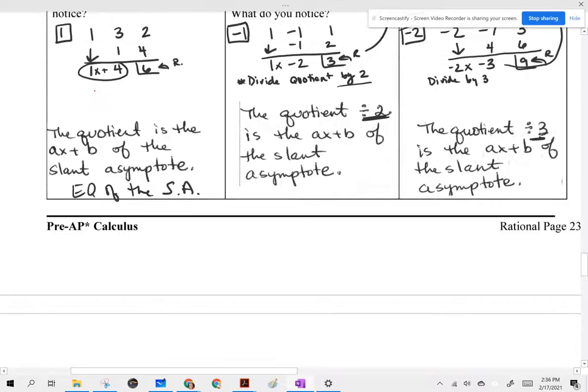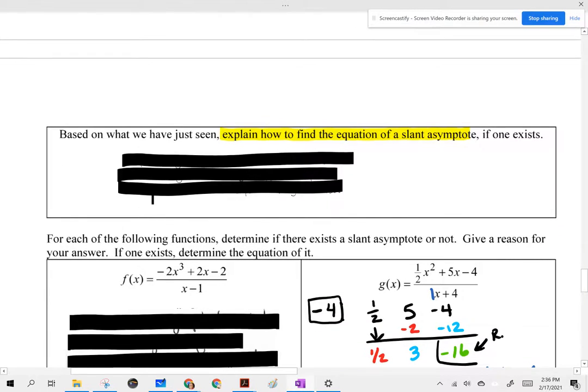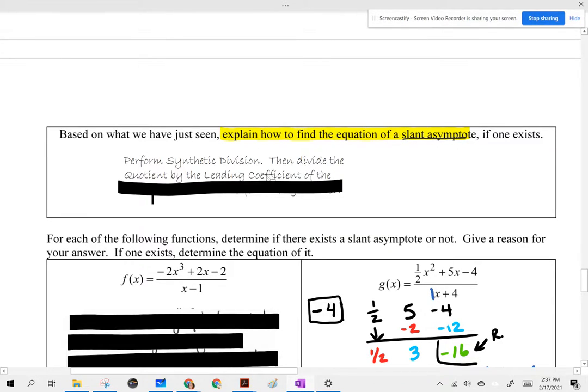So let's take a look. It says, based on what we've just seen, explain how to find the equation of a slant asymptote. Okay, so let's see if you can write that down. All right, so now let's take a look. Well, the first thing you want to do is to perform synthetic division, and then you divide the quotient by the leading coefficient of the denominator. Okay, so that's what you want to be able to do.